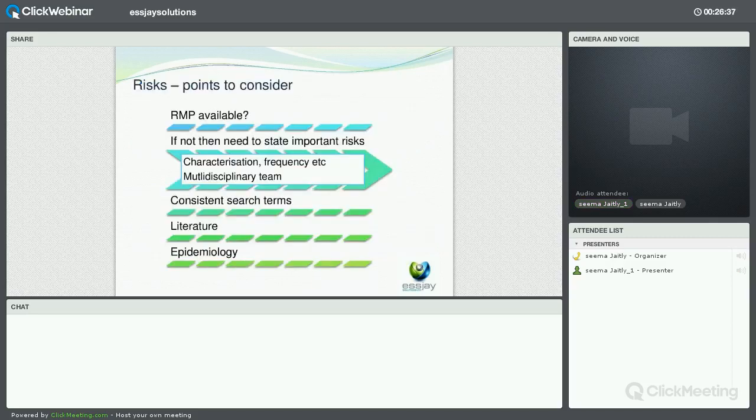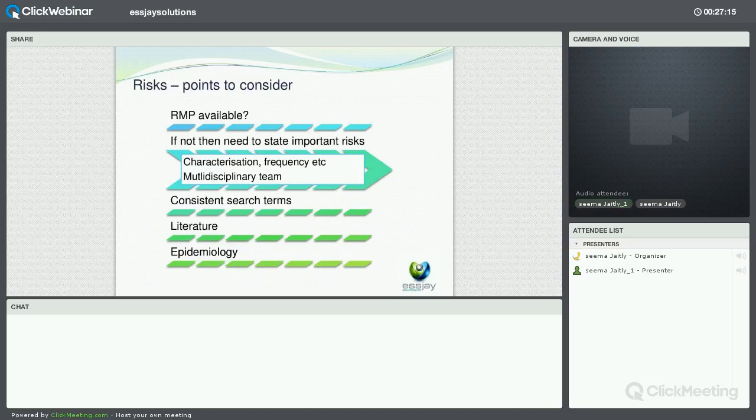And then looking at your points to consider overall, if you have a risk management plan, then that's fine. That's quite easy, because you can take the risks from there. But if you don't, which a lot of the older products don't, then you will need to really look at your label and pick out the important risks, the potential risks and the identified risks, and the missing information as well. You will then need to prepare the characterization, the frequency, the risk, the preventability, etc. And often it's useful to have a multidisciplinary team to do that, because in a way you're doing the groundwork for an RMP.